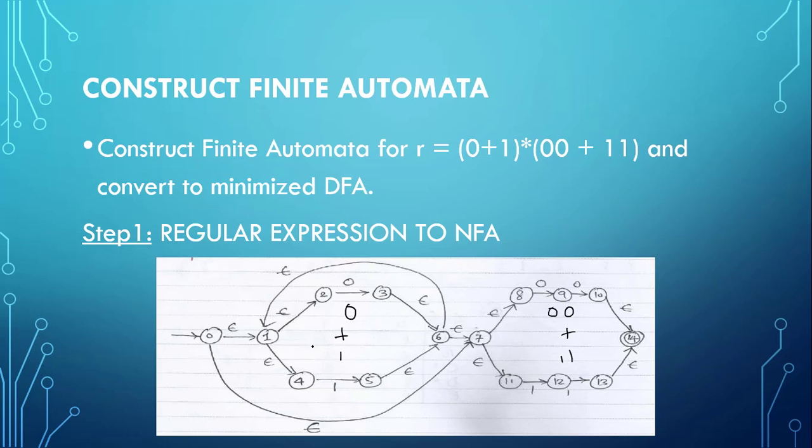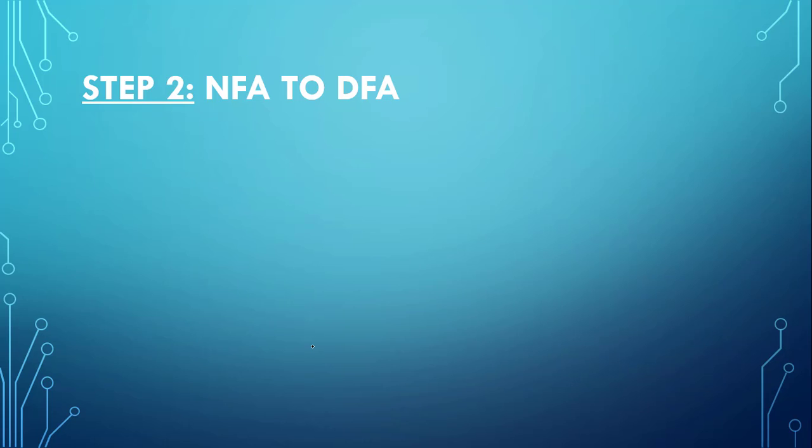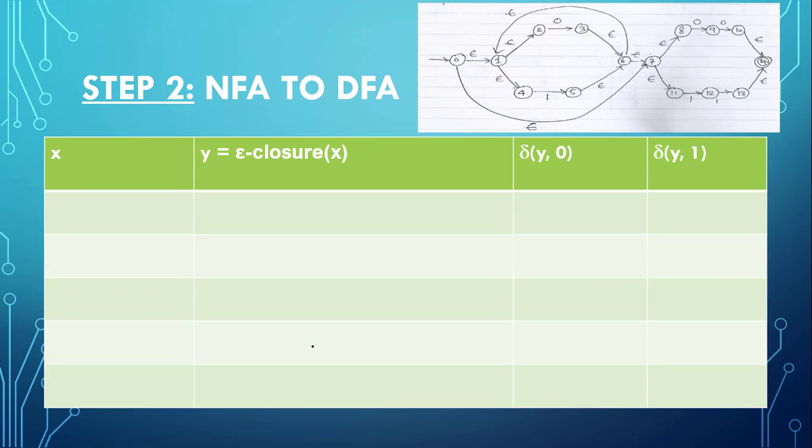Now let us check the next step, that is converting our NFA to DFA. For that, as we know, we have to find the epsilon closures. So we will start with 0 and the epsilon closure is as follows: 0, 1, 2, 4, 7, 8, 11. Now we will check the transitions. Over 0 we have 3, 9 and over 1 we have 5, 12. The next values will be the distinct values appearing in the transitions over 0 and 1. So the next value will be 3, 9.